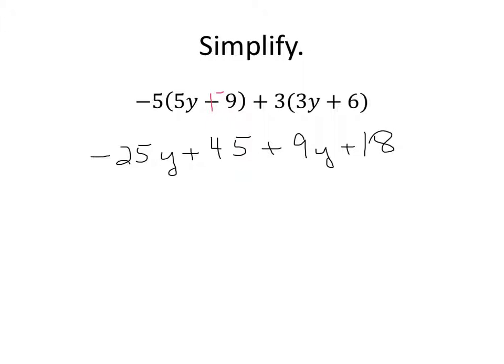But we're not done. Now we combine like terms. The y terms are like and the numbers are like. So we have minus 25y plus 9y. Well, minus 25 plus 9 is minus 16. And then we have plus 45 plus 18, which is 63.